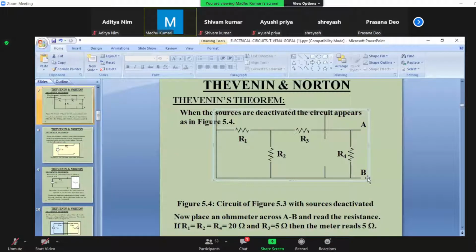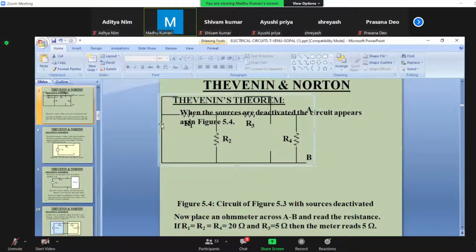Now, after removing that load resistance, open circuit if a current source is present, and short circuit if a voltage source is present. Here, this point is open circuited, this point is open circuited, and the last point is short circuited, meaning there was a voltage source. At the two open points, there were current sources. Now, calculate the equivalent resistance from end A to B.